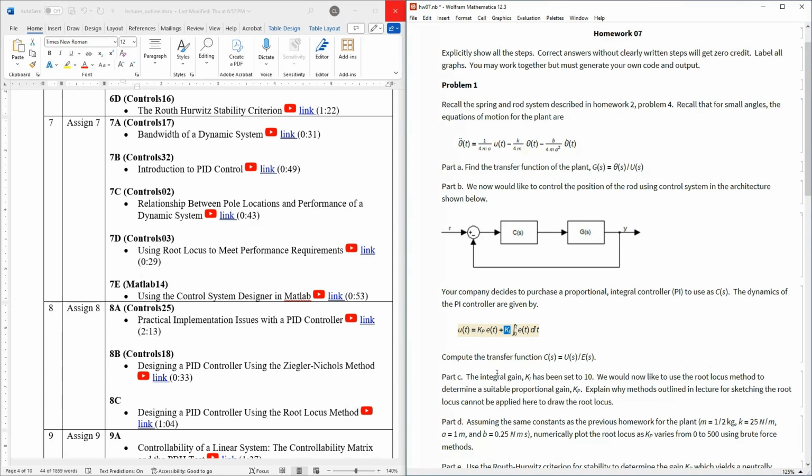So let's pretend that maybe you decide to just set the gain KI to 10. That's going to be fixed. And now what we want to do is use root locus techniques to find this gain KP. We're going to vary this gain KP from some minimum to some maximum number and see where the roots of the system go. Let's go ahead and compute, or sketch, the root locus for this system as I vary K between these values.